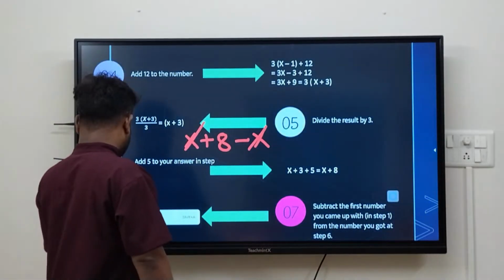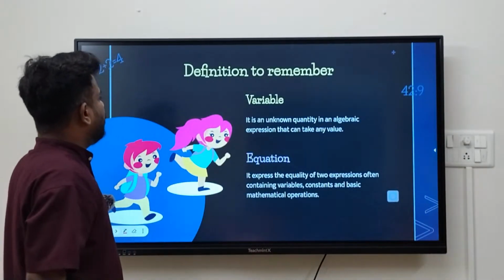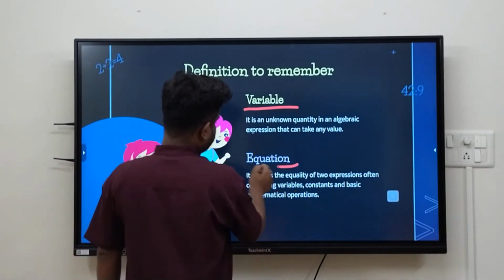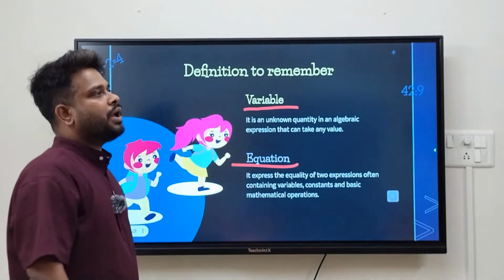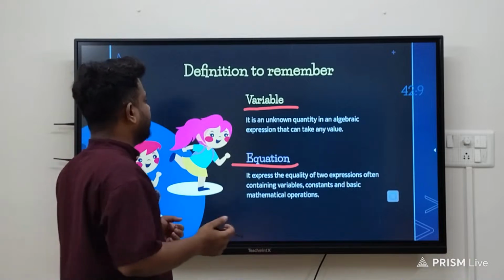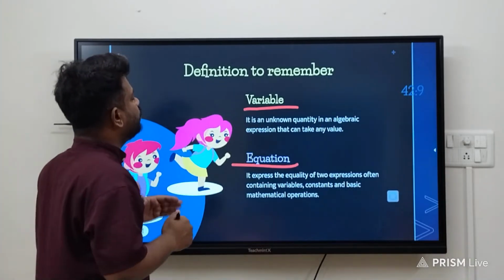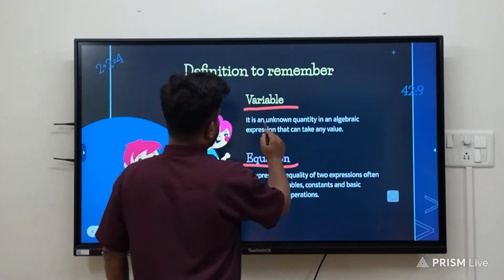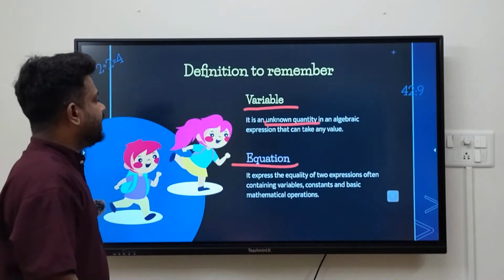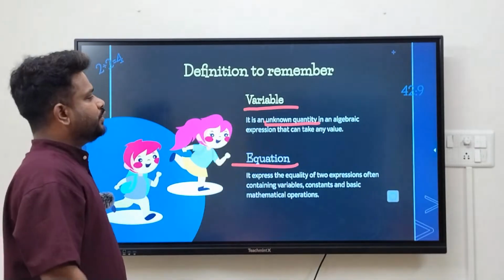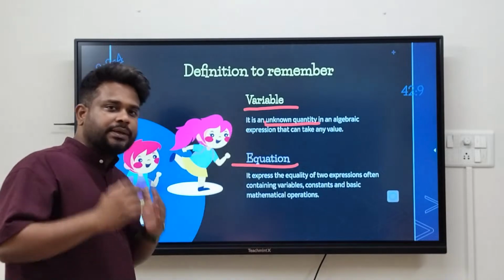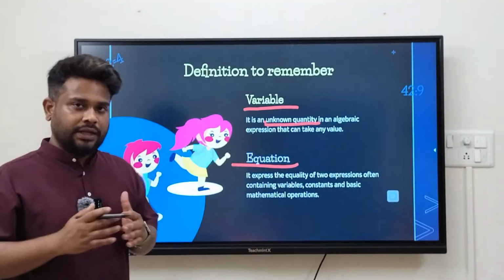Okay, so let's go to the next one. Definitions to remember: variable and equation. These two definitions you have already learned in class 6, so I am going to explain them again. A variable is an unknown quantity in an algebraic expression that can take any value. So any unknown quantity used to solve an algebraic equation is called a variable.